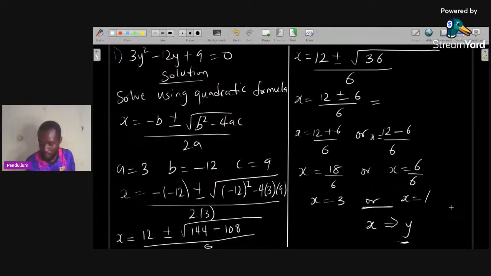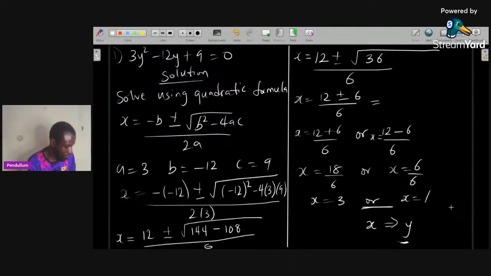Now we're going to solve using the quadratic formula. Let's solve it using the quadratic formula.